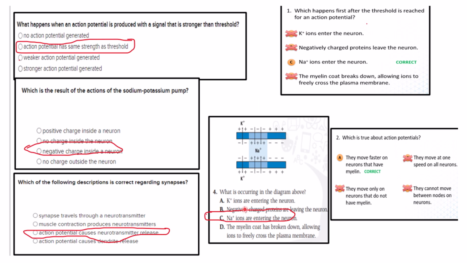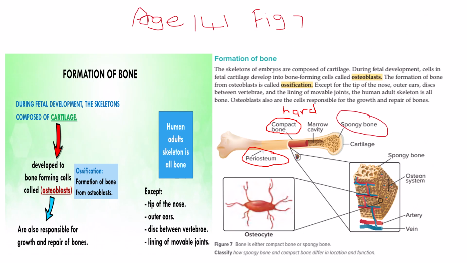So some questions: what is occurring in the diagram above? Na are entering the neuron. And what is the result of the action of the sodium potassium pump? It is a negative charge inside the neuron. Then next is page 149, figure 7.